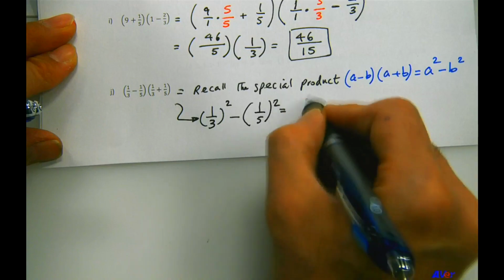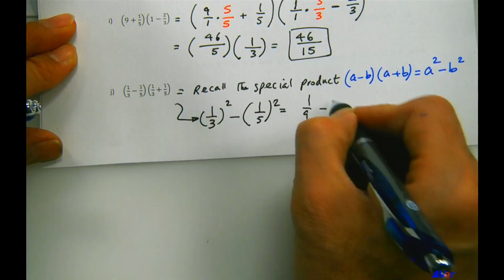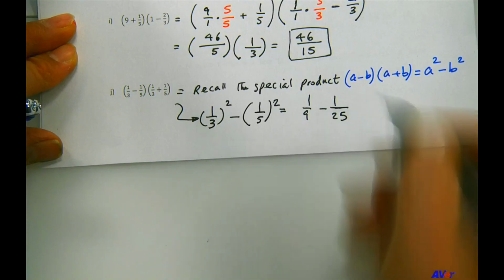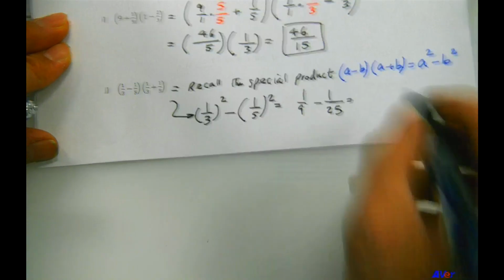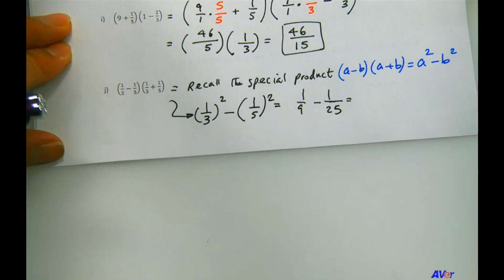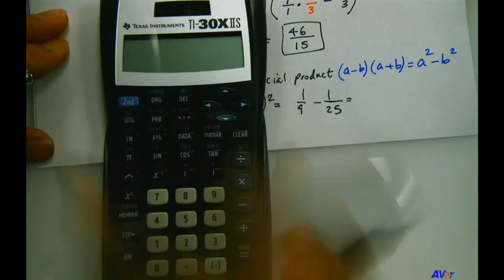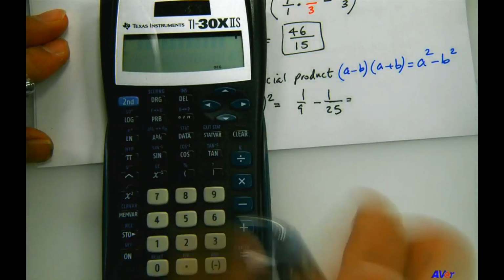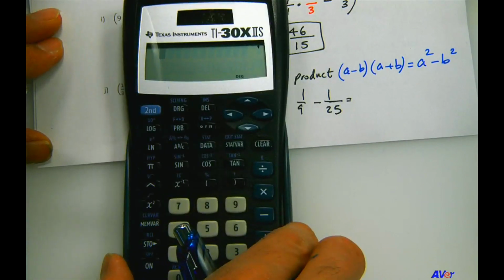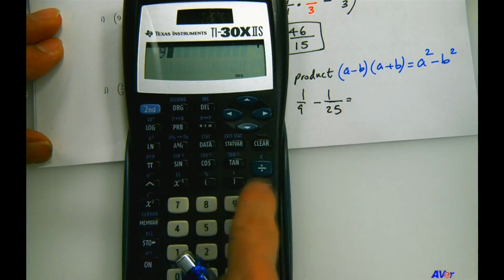So we have 1/9 from this minus 1/25. Okay, so we can definitely take the common denominator here. The common denominator would be, let's see, 5 and 5 and 3 and 3. So it's 9 times 25. Let's see what that value is. To find the common denominator, 9 times 25.